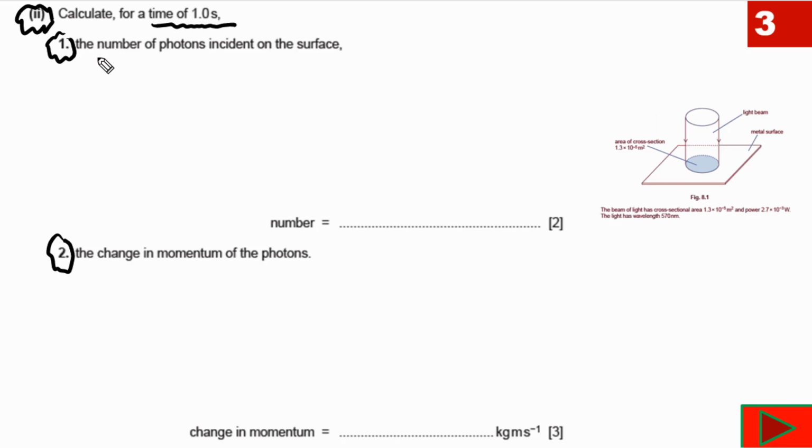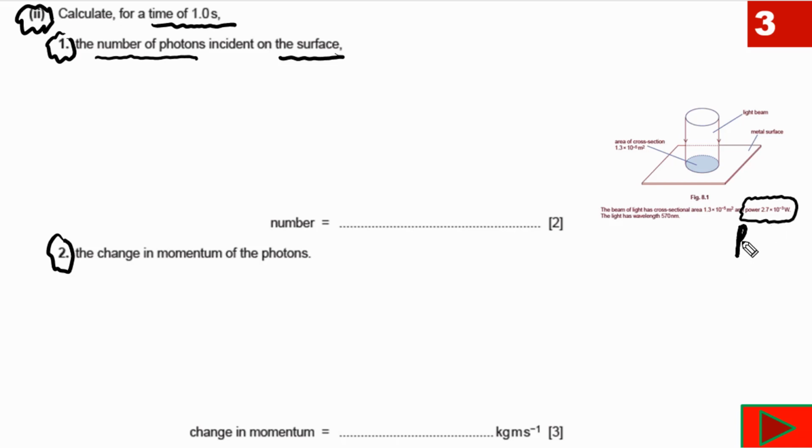Now let's try to answer this question. Part 1 is asking us to find the number of photons incident on the surface in 1 second. If we read the question carefully and go back, it is given to us that the power is equal to 2.7 times 10 to the minus 3 watts.